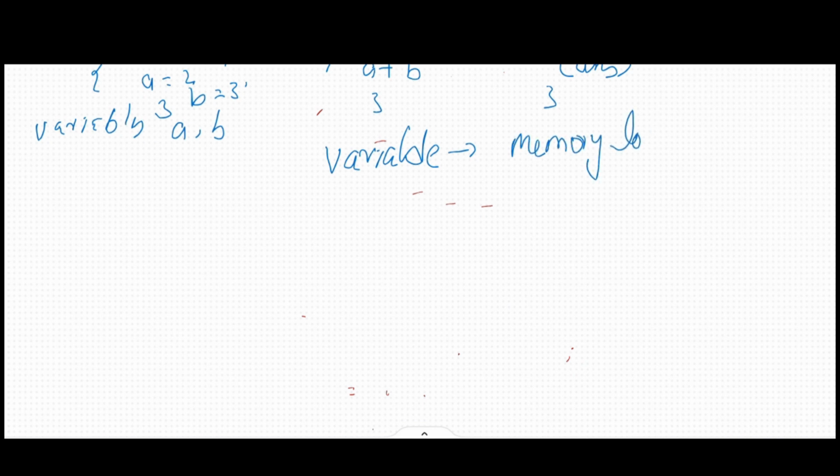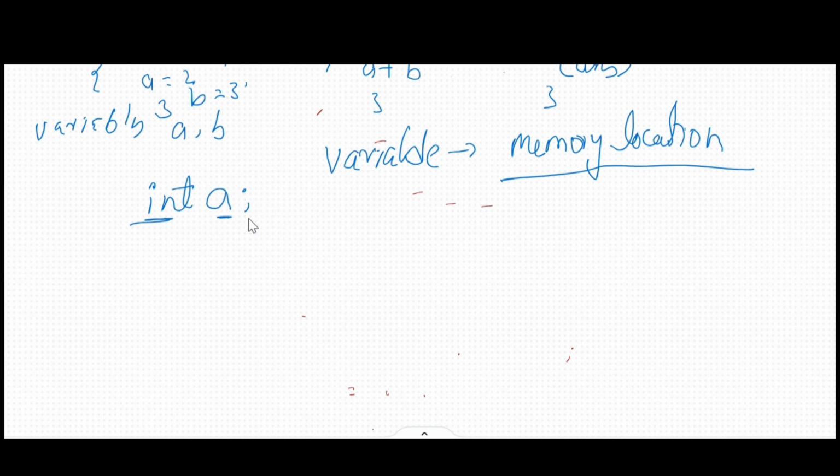When we say memory location, it's a place in the memory where the value is going to get stored. Suppose, as and when I declare a variable, int a. This int means that the variable a is going to store integer values, not decimal values. I'll explain further.